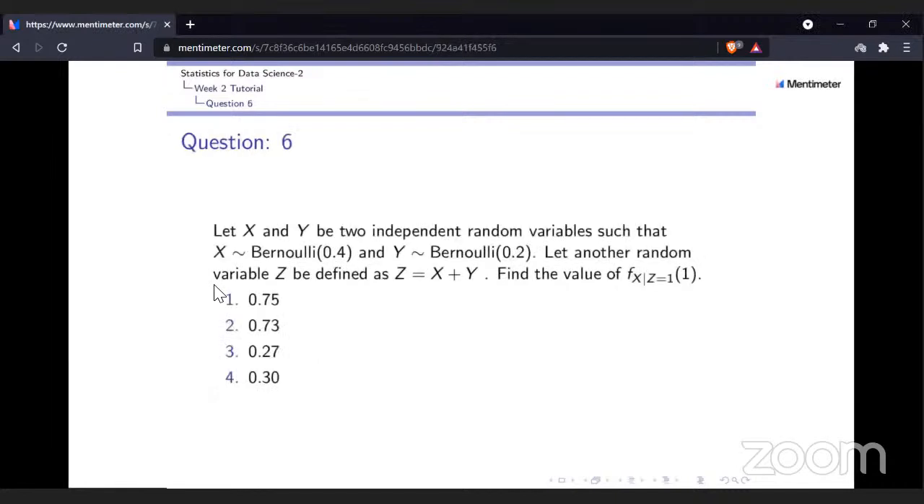So the next question is again a continuation from the previous one. In this case, you have to find the value of f of X given Z equals 1, of 1.